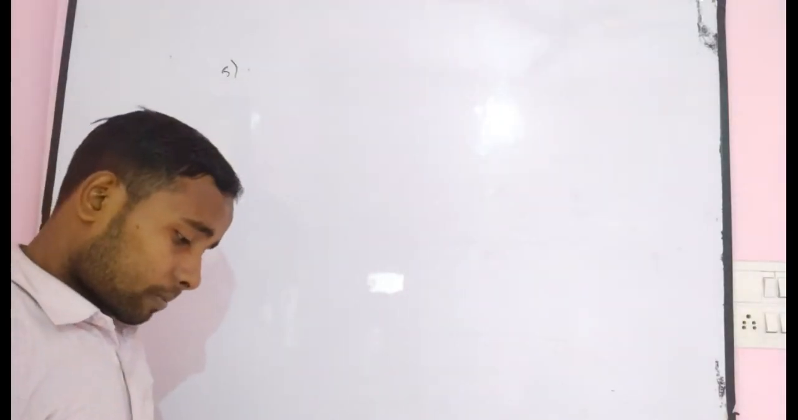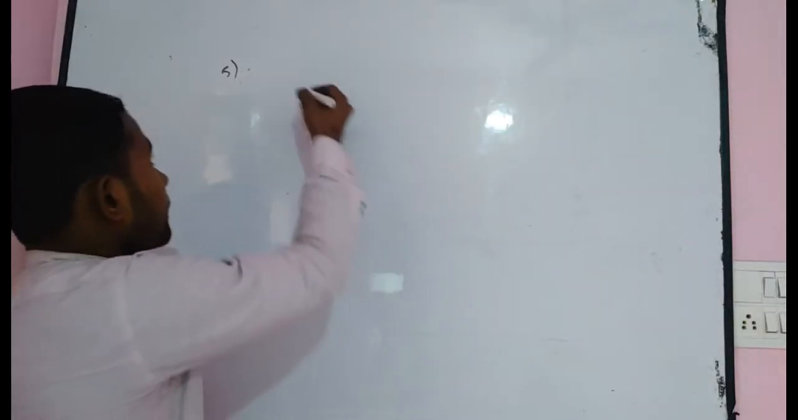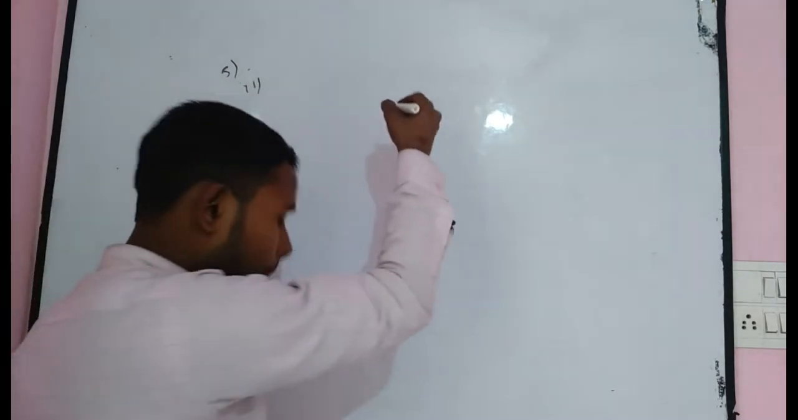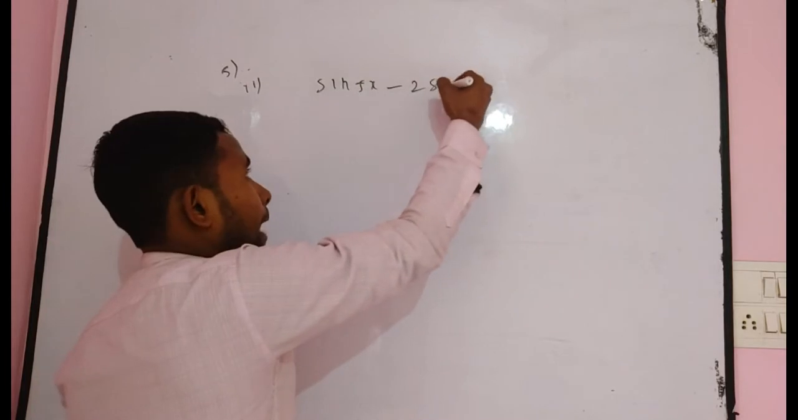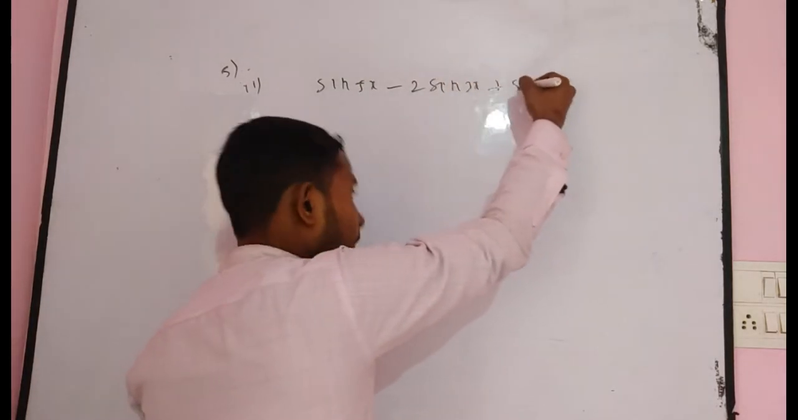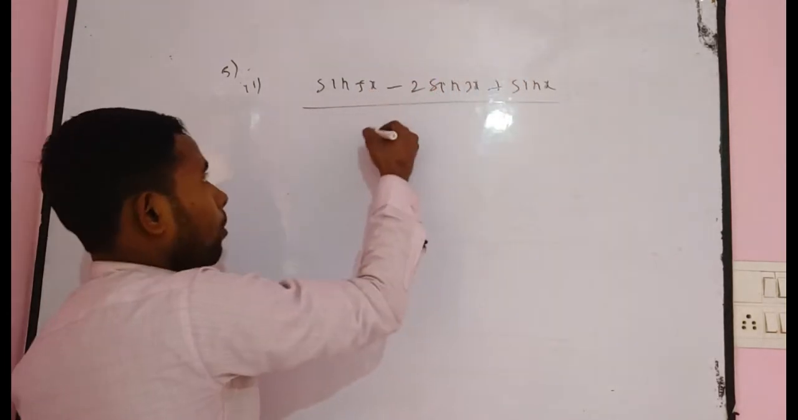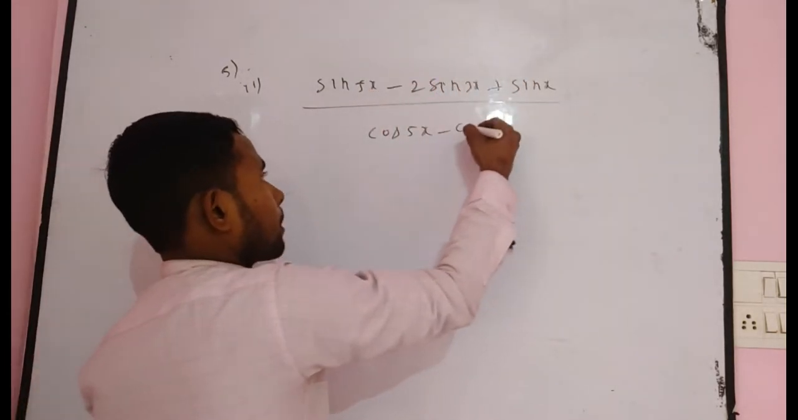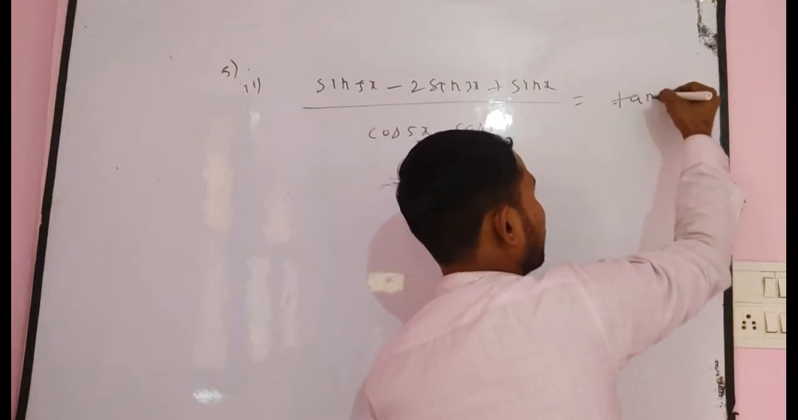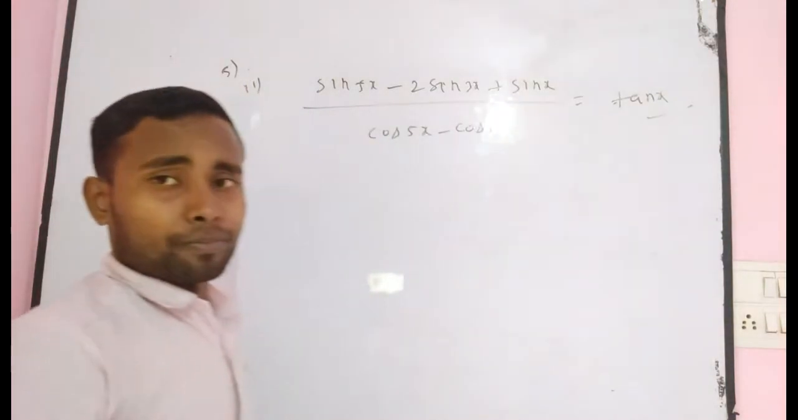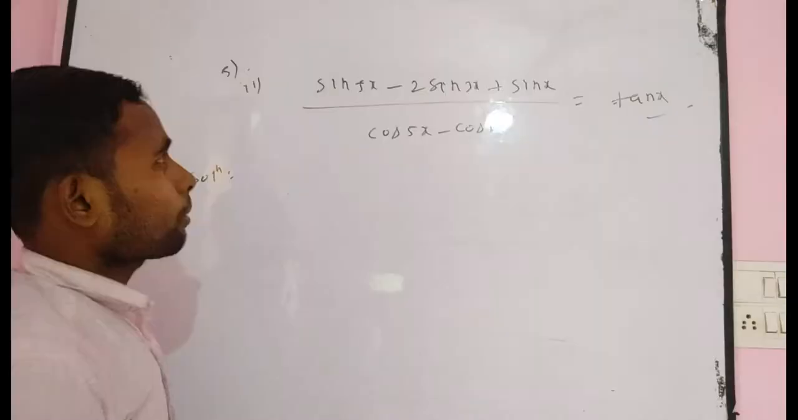Another example. Second, in this problem it is given that you have to prove (sin 5x minus 2 sin 3x plus sin x) divided by (cos 5x minus cos x) is equal to tan x. You have to prove it. Now there arises a simple question: how can we solve it?